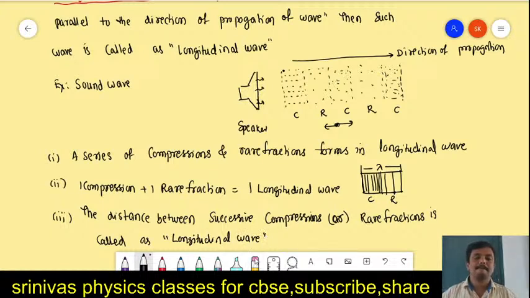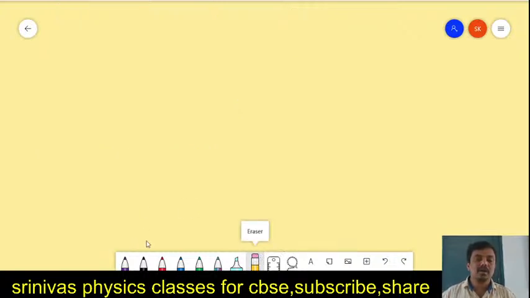Next, I'm going to erase this. You take the screenshot. Next, we will discuss the transverse waves. What are the transverse waves? Which is said to be a transverse wave?